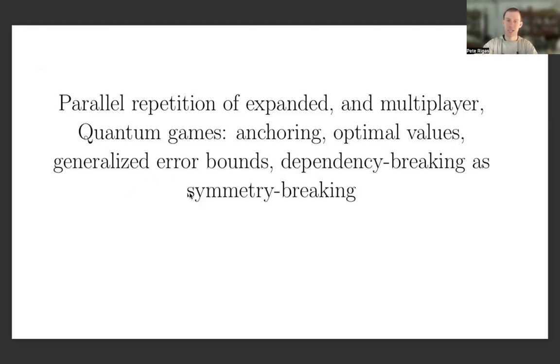as well as how it's relating to error bounds and different types of ways in which one could hope to generalize error bounds, and finally dependency breaking, asymmetry breaking, and how this can actually be achieved in terms of anchoring. And I haven't described anchoring, but don't worry, I'll describe it in the next presentation or so. But it's basically a potential theoretical approach to remove correlations from a quantum system.